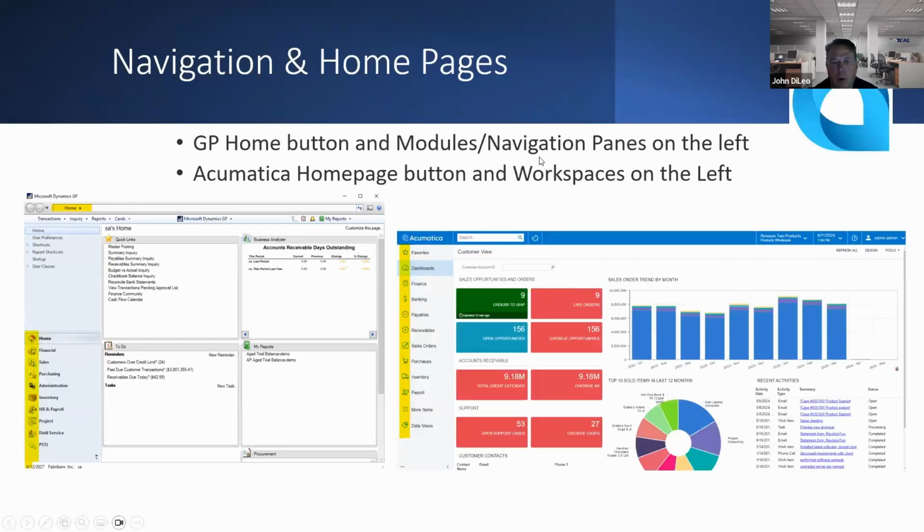So again, homepage, modules, navigation panes. In GP, you've got your home button, you've got your navigation panes over here. In Acumatica, we have our home button, which is the Acumatica logo at the top, which when deployed for a company would be your company logo. And then you have all your workspaces across, and again, have whatever home pages you want.